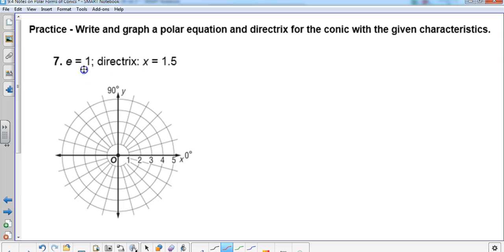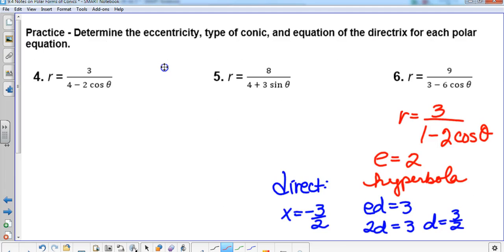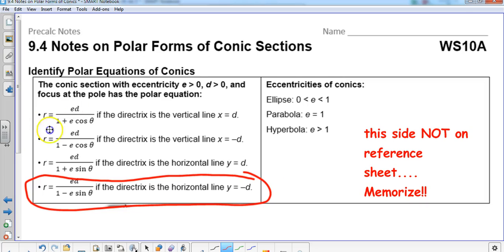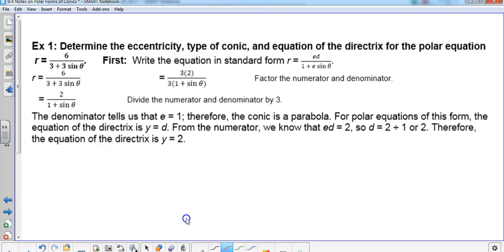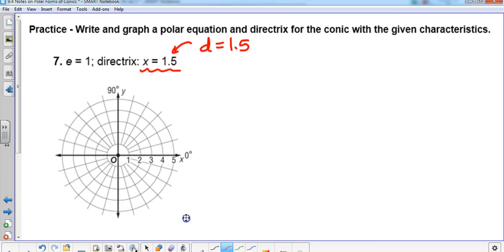Okay, E is 1. What's D? D is 1.5. X equals a positive 1.5 means the equation should look like X equals a positive 1.5. So it should be R equals ED over 1 plus E cosine theta. What did we say? R equals ED over 1 plus E cosine theta. Okay. So put some numbers in there for me.